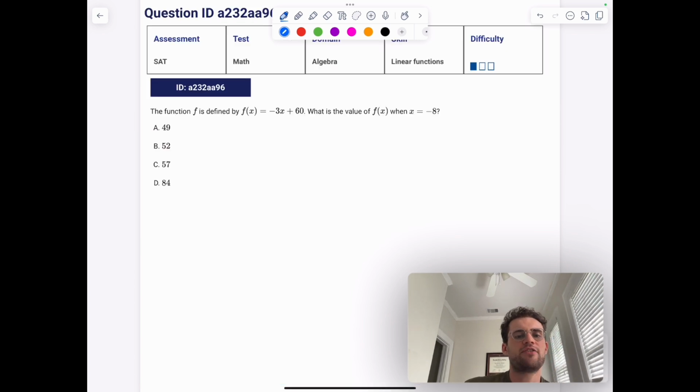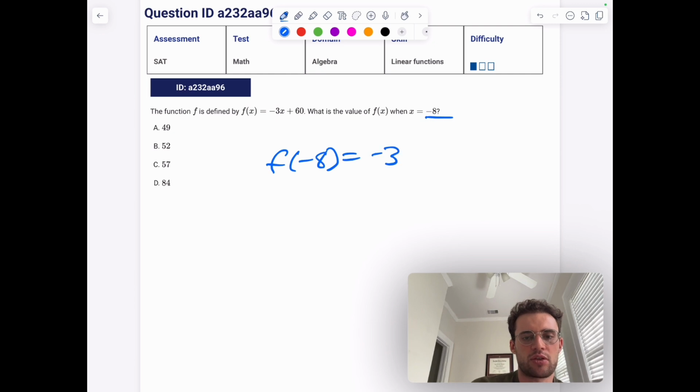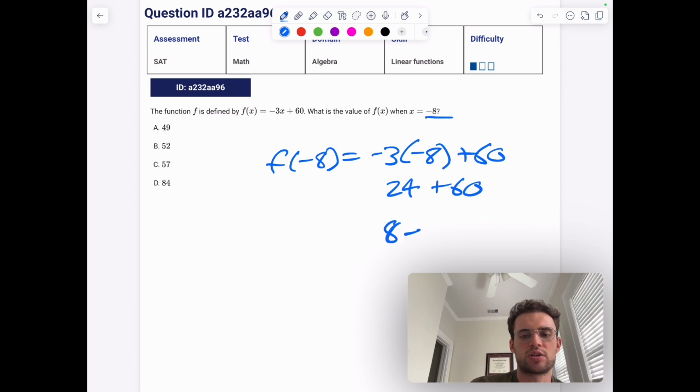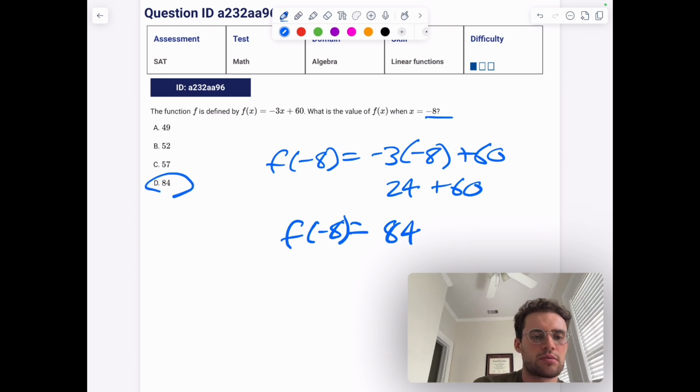The function f is defined by f of x equals negative 3x plus 60. What is the value of f of x when x equals negative 8? So plug in negative 8 for x. f of negative 8 equals negative 3 times negative 8 plus 60. Negative times negative makes a positive. 3 times 8 is 24. So we get 24 plus 60, which means that f of negative 8 is equal to 84. That's choice D.